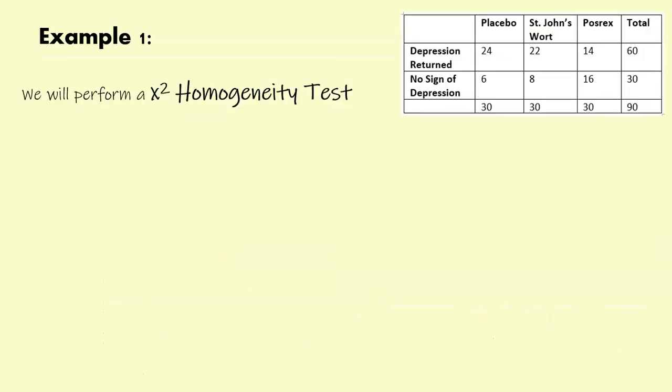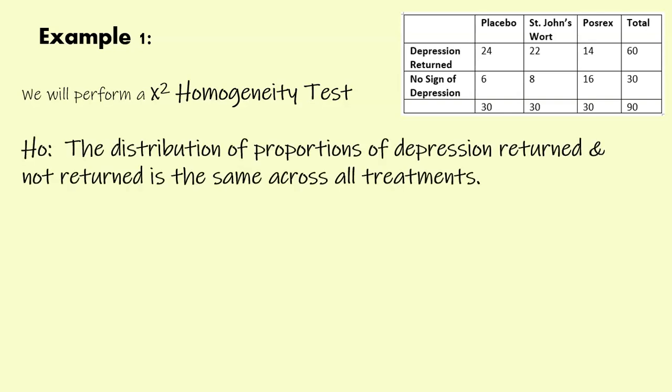All right, so this is a chi-squared homogeneity test. We're measuring one variable over multiple groups. All right, so the null hypothesis, the distribution of the proportions of depression returned and not returned, that's my variable, is the same across all the treatments. That's basically saying the treatments are equally effective.